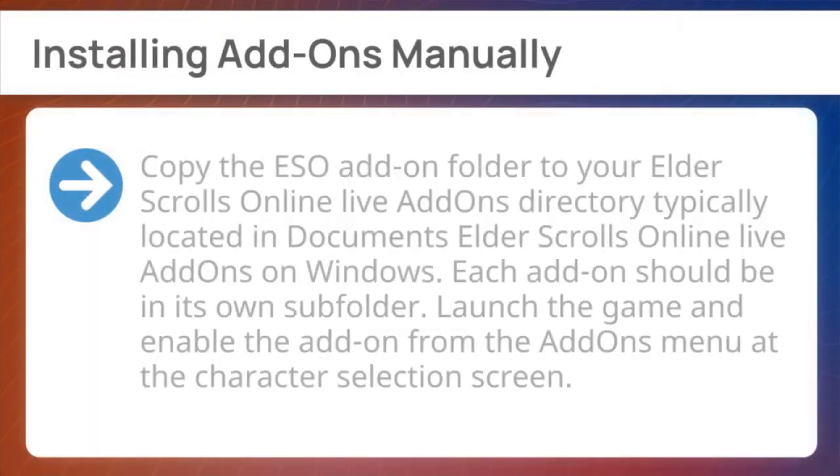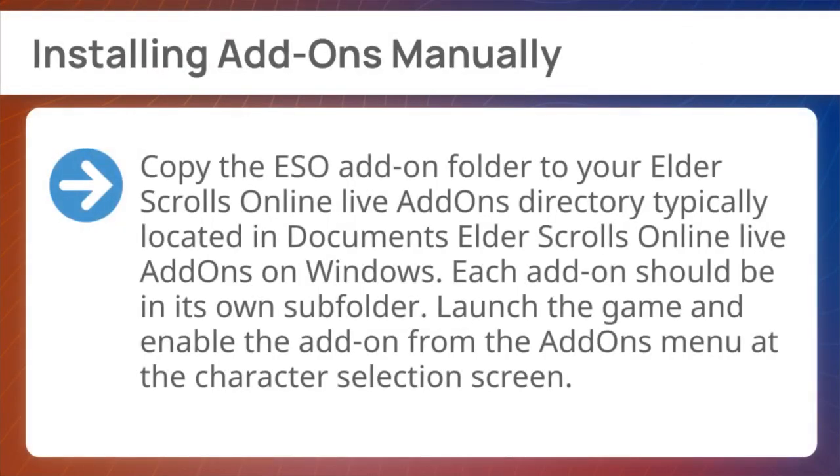First, installing add-ons manually. Copy the ESO add-on folder to your Elder Scrolls Online Live add-ons directory, typically located in Documents, Elder Scrolls Online, Live, add-ons on Windows. Each add-on should be in its own subfolder. Launch the game and enable the add-on from the Add-ons menu at the character selection screen.